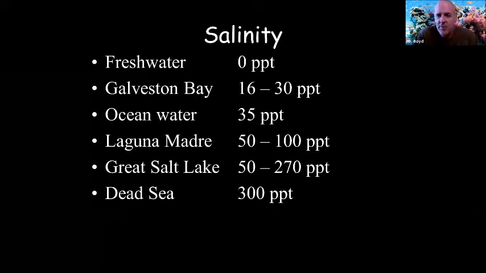So here's some examples. Fresh water, of course, is 0 parts per thousand salt. For 1,000 parts water, there's 0 parts salt. Just an example, because that's where I did a lot of work: Galveston Bay. Bays can change a lot depending on rainfall. If it's raining a lot and the rivers emptying into the bay are putting out a lot of water, the salinity may be down as far as 16 parts per thousand. If it's a drought and you don't have a lot of water coming out and you get most of the water from the ocean, it can be up to 30 parts per thousand. Your typical ocean water is about 35 parts per thousand.